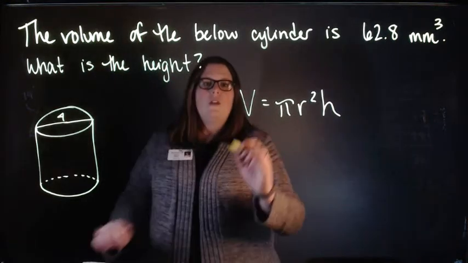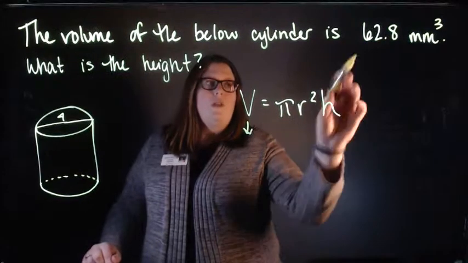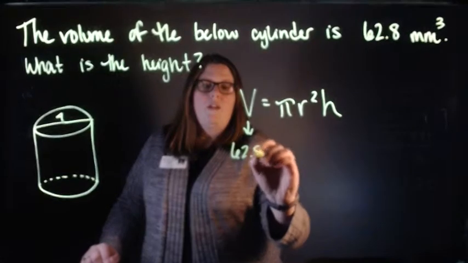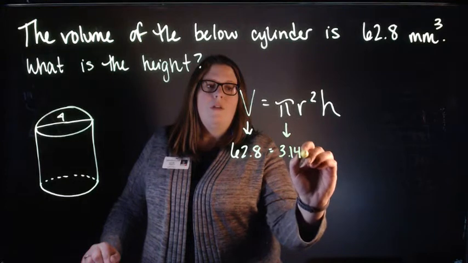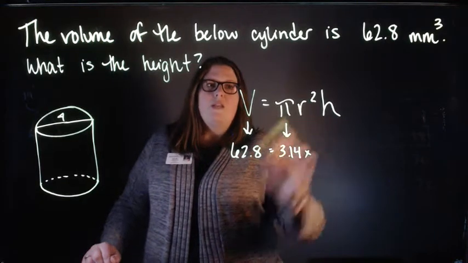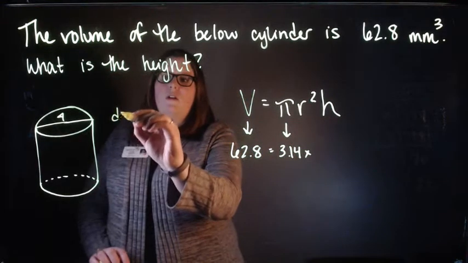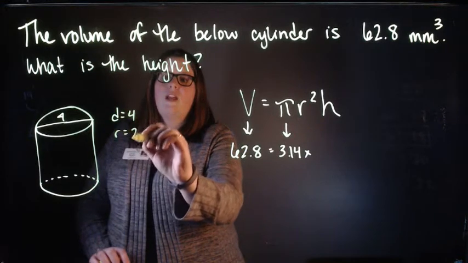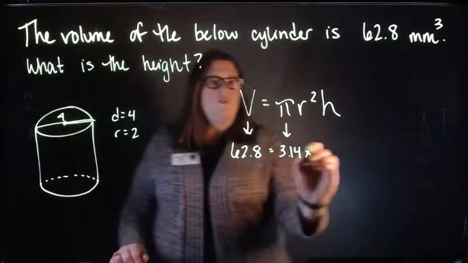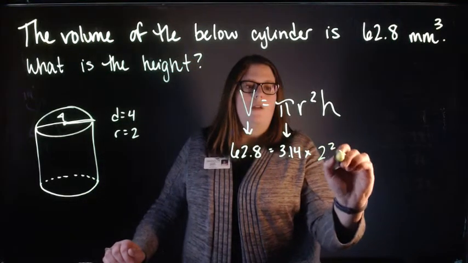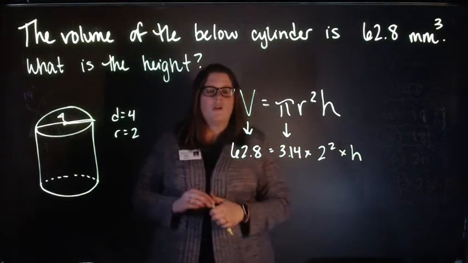So for our V, for volume, we know that's 62.8. We know the value of pi is 3.14 times our radius squared. So if our diameter is 4, our radius we know is half that, from the center of the base out. So our radius is 2, so times 2 squared, times our height. That's what we're looking for.